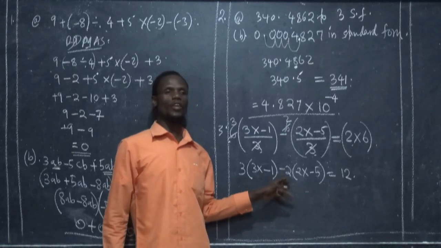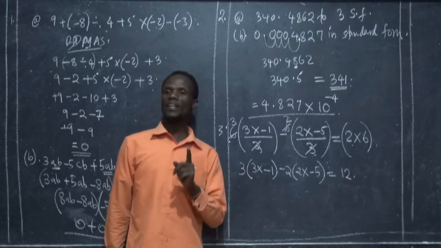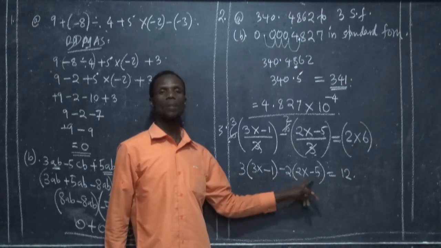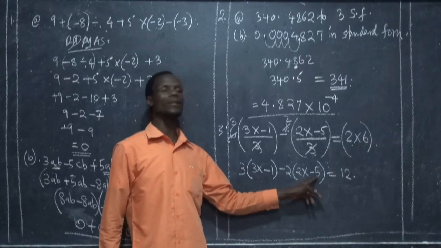Now what we have here, we have to open the bracket. But something that you have to note here is to understand this negative is taken into the bracket. Means that it will affect all the numbers which are found in the bracket.